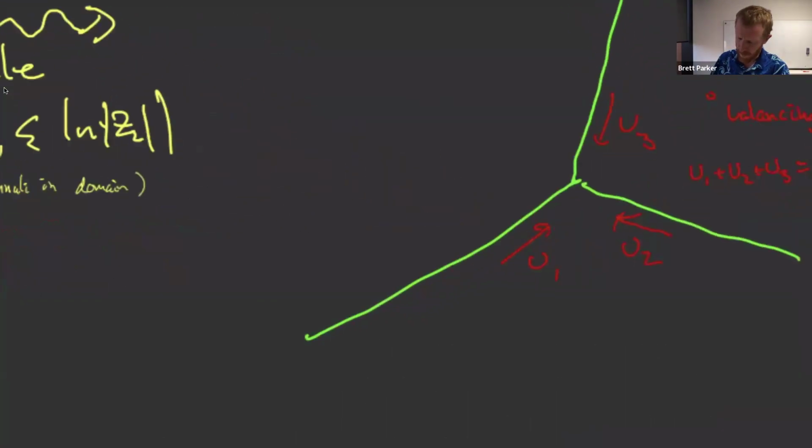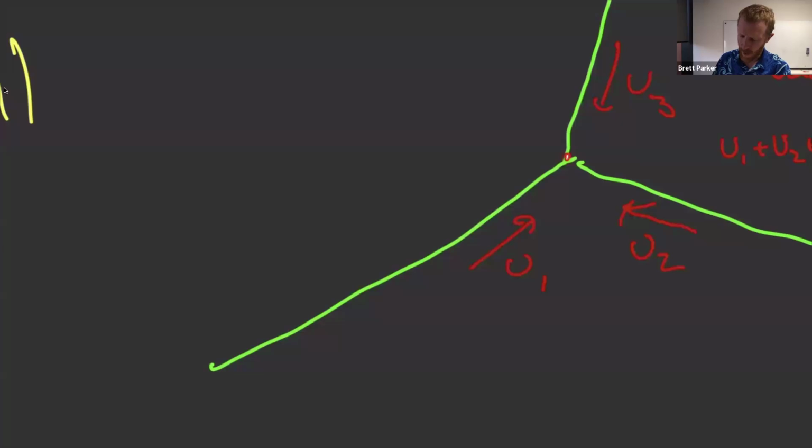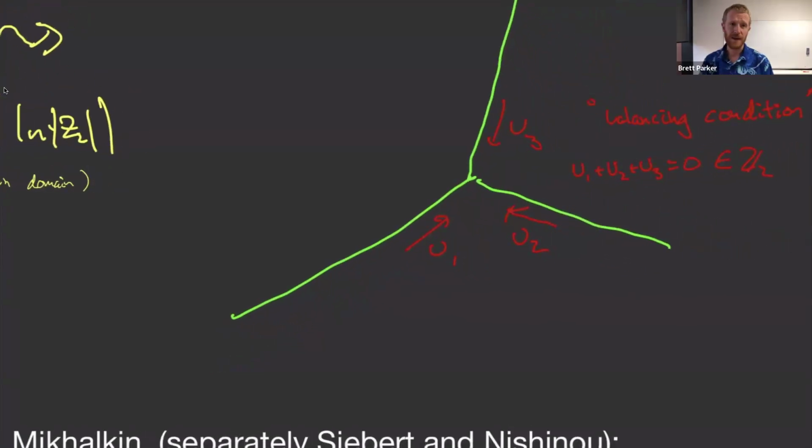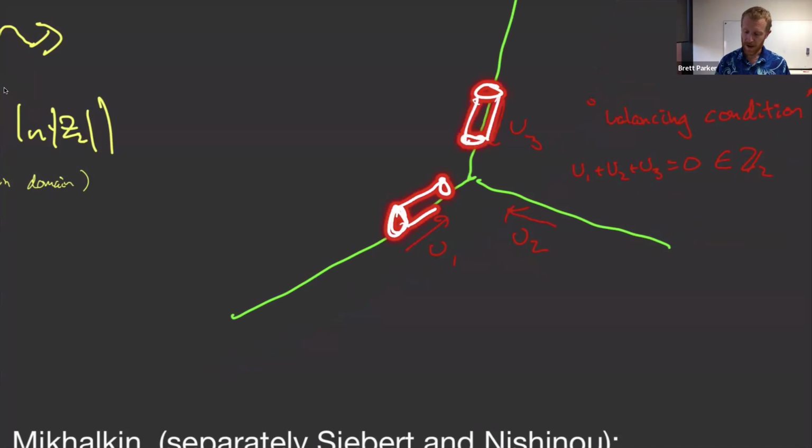And what's more, at each vertex, it satisfies a balancing condition, right? Because you have some cylinder coming in this way, and the direction is determined by the homology class in the torus upstairs, another cylinder coming in this way, another cylinder coming in this way, and these three homology classes here have to add up to zero, and that gives this balancing condition on these tropical curves.